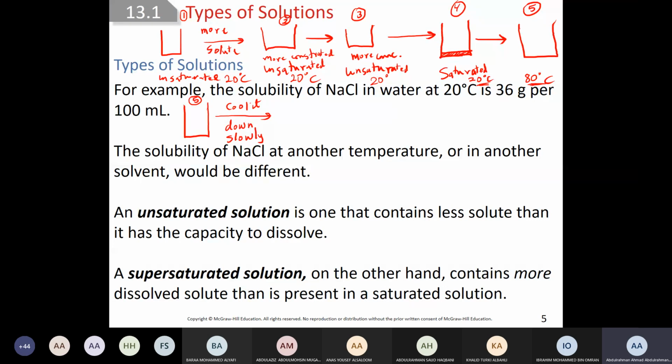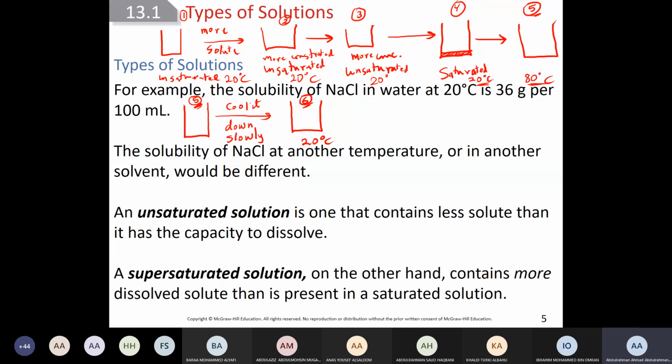Now until it reaches 20 degrees C. And we see that everything is dissolving. So we cool it from 80 to 20, that's 5 again. And so I'm going from 5, this is 5, I rewrite it here, to 6. What did I do? I cool it very, very slowly.